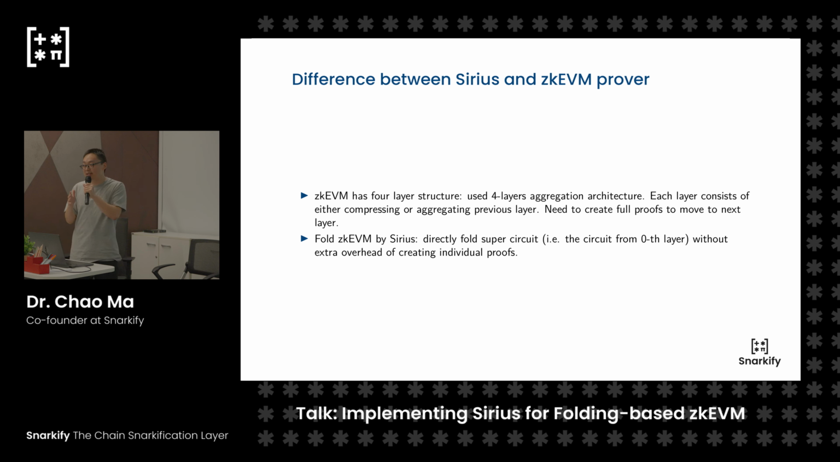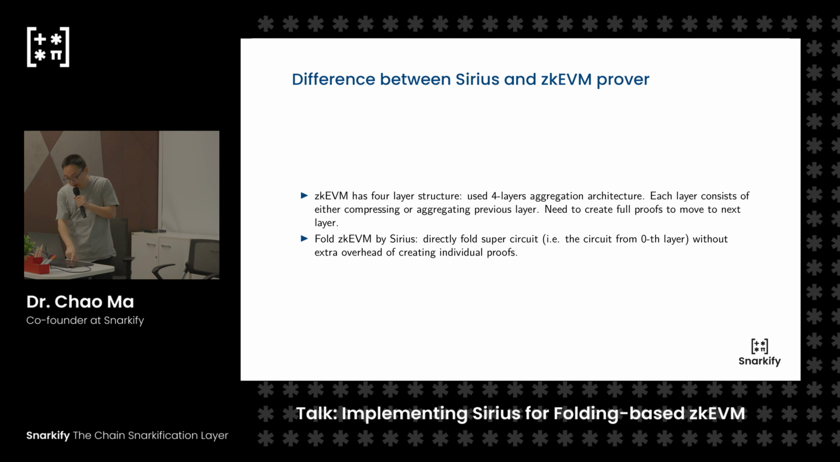And the compression layer or the aggregation layer just proves multiple proofs together. So let's say if you have 5 or 10 proofs, we prove them together. This is how to reduce a bunch of block proofs into a single one at the end. So this is the layered structure of Scroll's zkEVM prover.